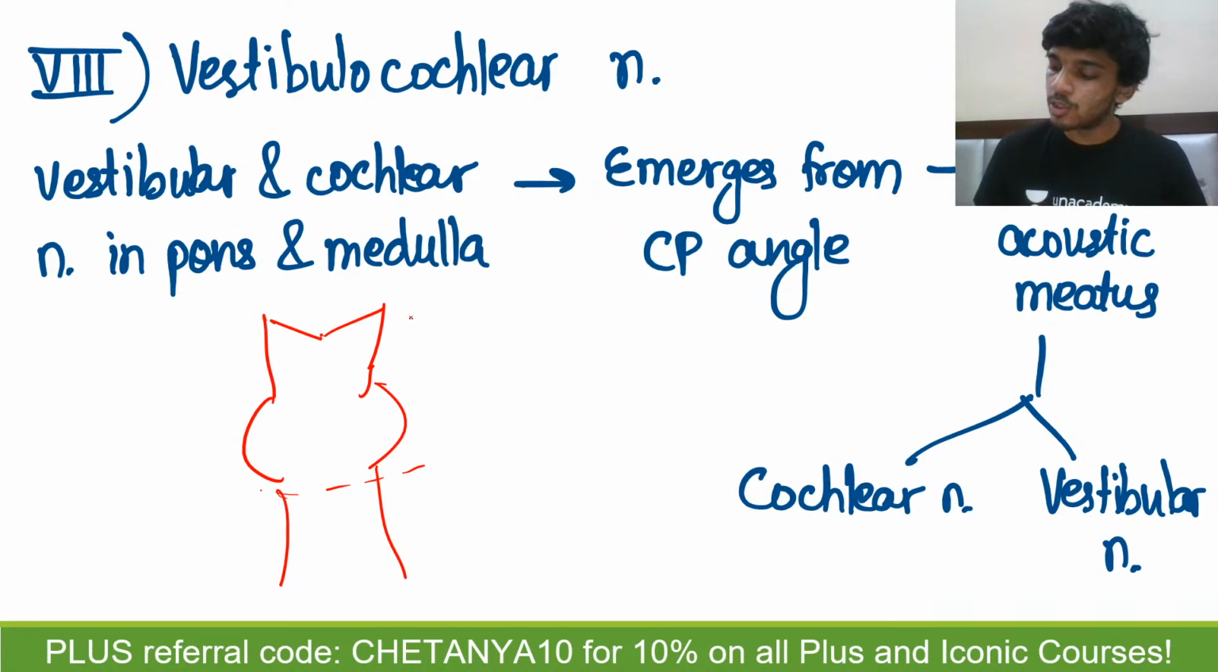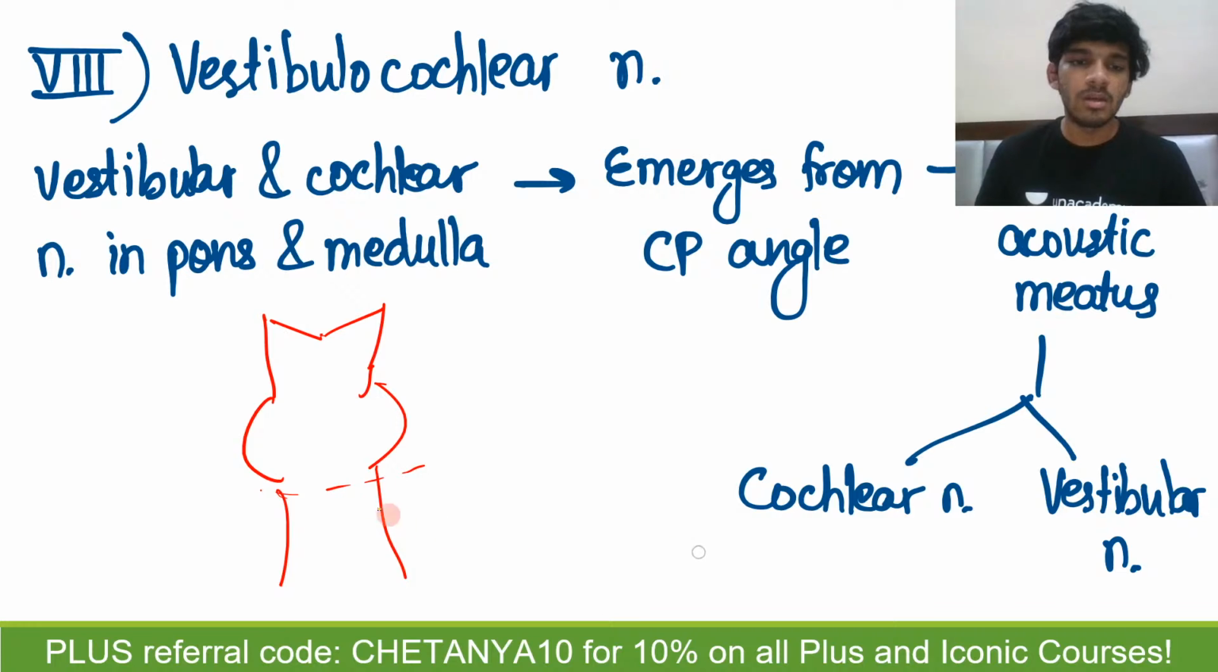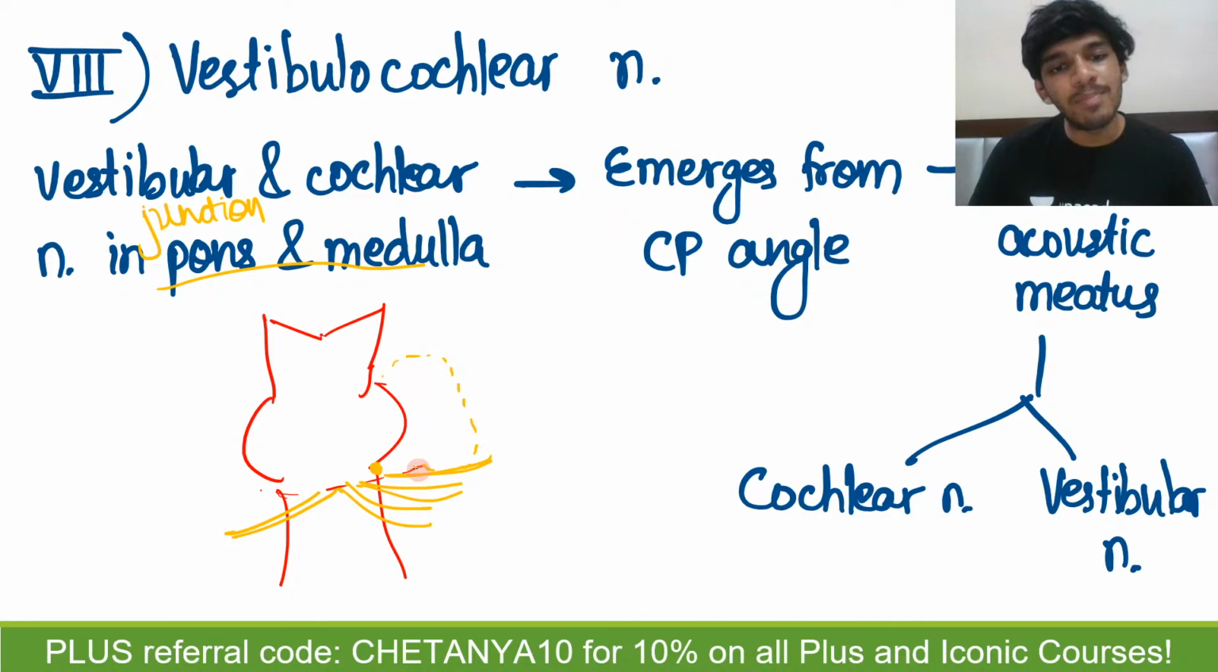Okay. So from here, three nerves emerged, right? Which ones? Sixth, seventh and eighth. Here I just draw sixth, seventh and eighth. So eighth was basically coming in the junction between pons and medulla, right? At the cerebellopontine angle. Why is this called the cerebellopontine angle? Because here, posteriorly, you will have the cerebellum. So this angle is known as the CP angle.